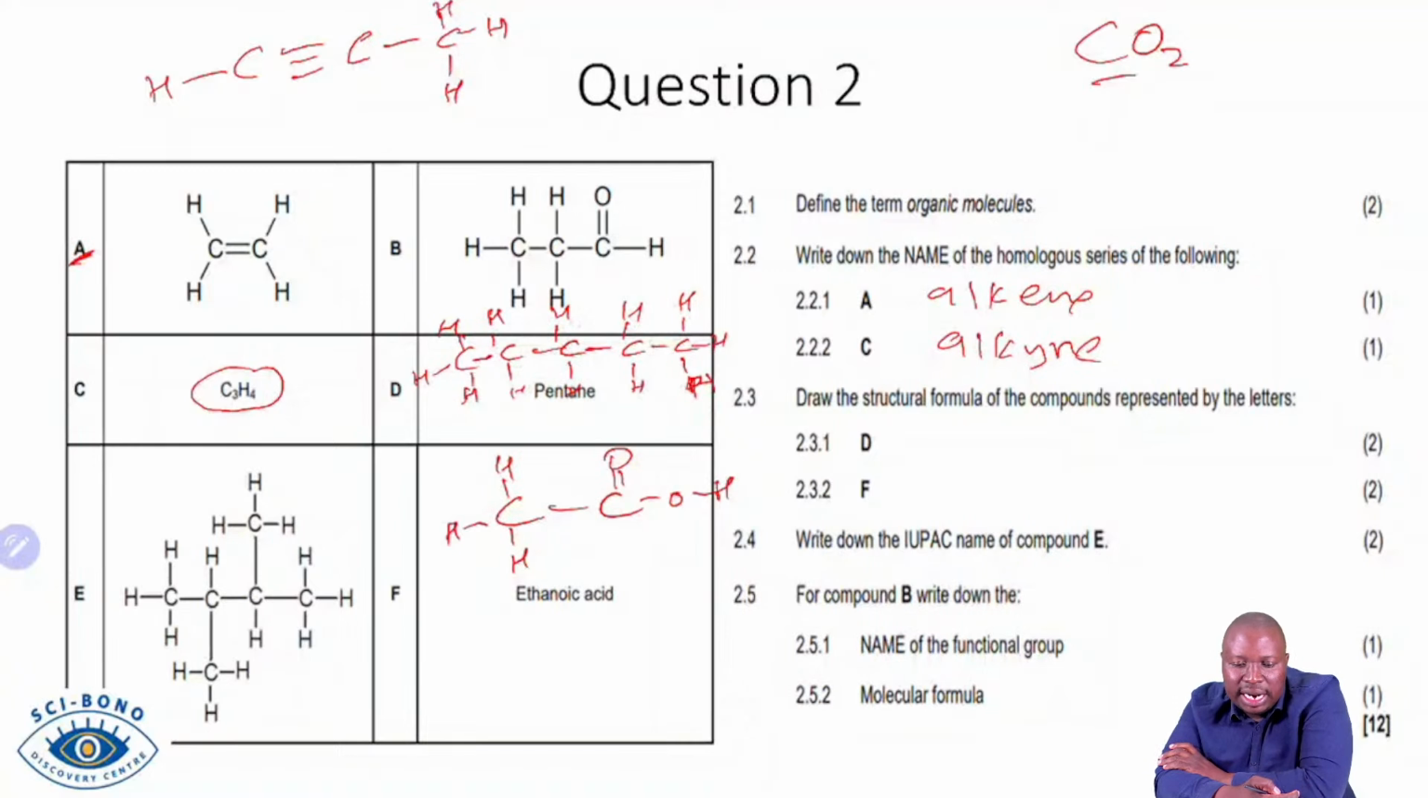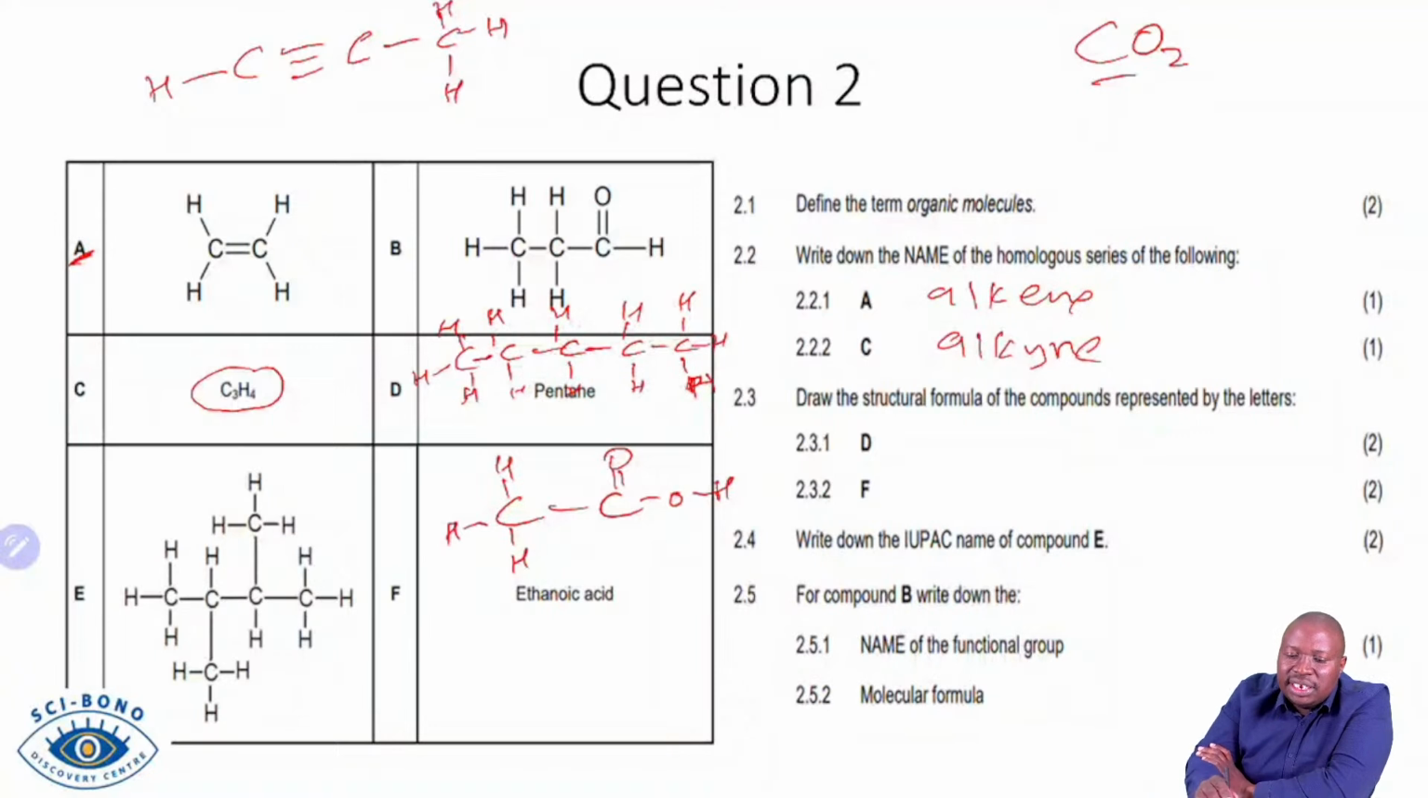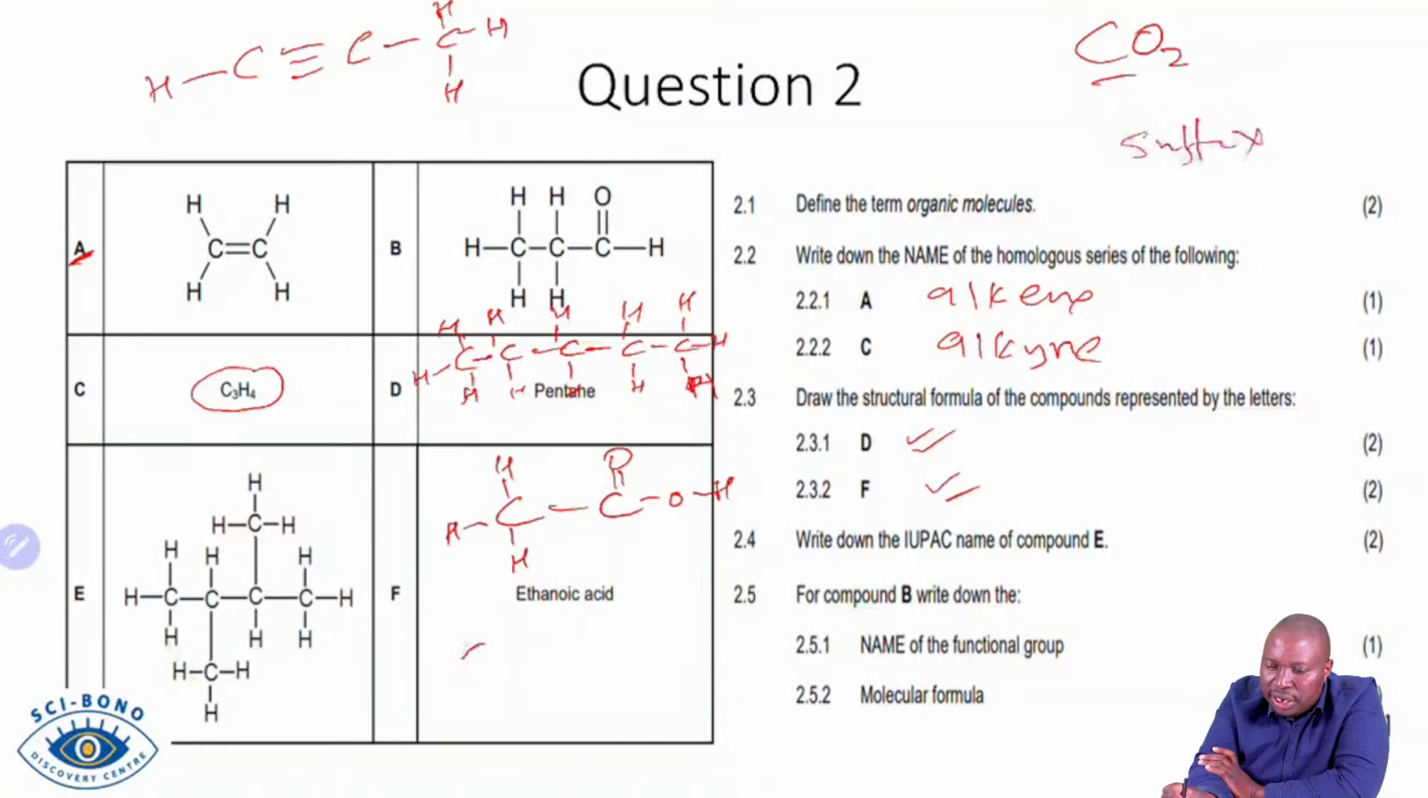Write down the IUPAC name of compound E. So as well, you are able to go to compound E. Remember what we said. We said the first thing that you must do is the suffix that we get from the functional group. So you will check that structure and say, what is the suffix? What is the functional group here? Is there any other group? Nothing. When there is nothing, you know we have alkanes. So alkanes, they end with A.